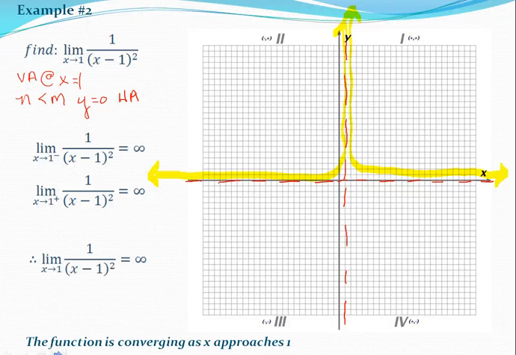So I say that my limit as x approaches 1 of 1 over (x minus 1) squared is equal to infinity because the function is increasing without bound as x approaches 1. However, this is not to be confused with the idea of saying that the limit exists, because it doesn't. It's not approaching an exact value.